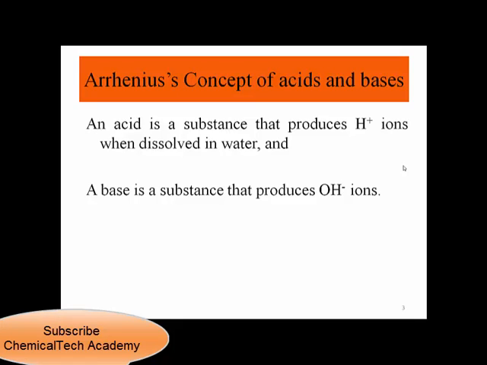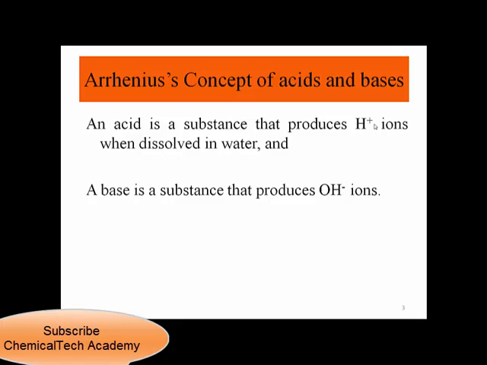So we have different definitions of acids and bases. One of the definitions is based on Arrhenius' concept of acids and bases. So let's see what the definitions are. An acid is a substance that produces H+ or proton ions when dissolved in water. A base is a substance that produces OH- or hydroxide ions.